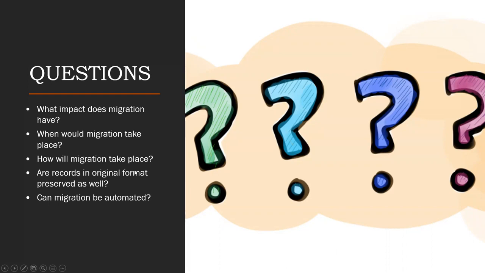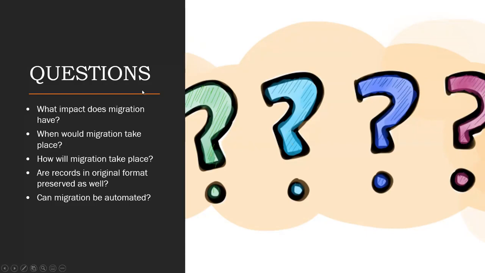You might ask yourself, are records in the original format preserved as well? If so, that's going to require more storage space. And also, can migration be automated? If you think of NARA, which has 2 billion files, even if you have to migrate a small percentage of those, that's still a ton of migration. And it's not going to be within the capabilities of most archives to do that bit by bit in a non-automated way.